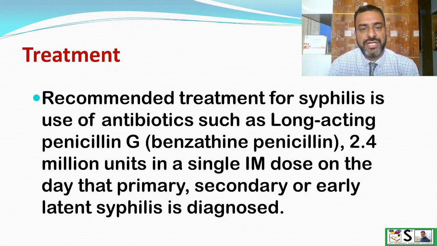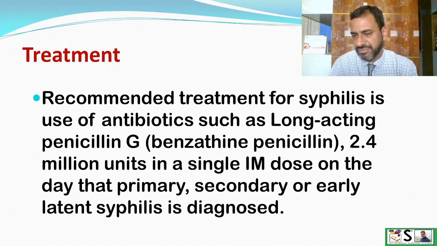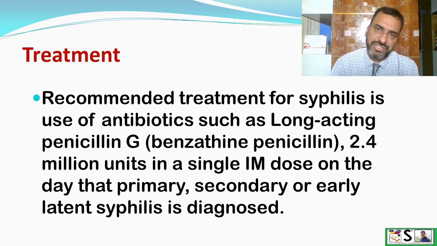Treatment. The recommended treatment for syphilis is the use of antibiotics such as long-acting penicillin G, benzathine penicillin, 2.4 million units as a single IM injection given on the day of diagnosis, whether it is primary, secondary, or even tertiary.